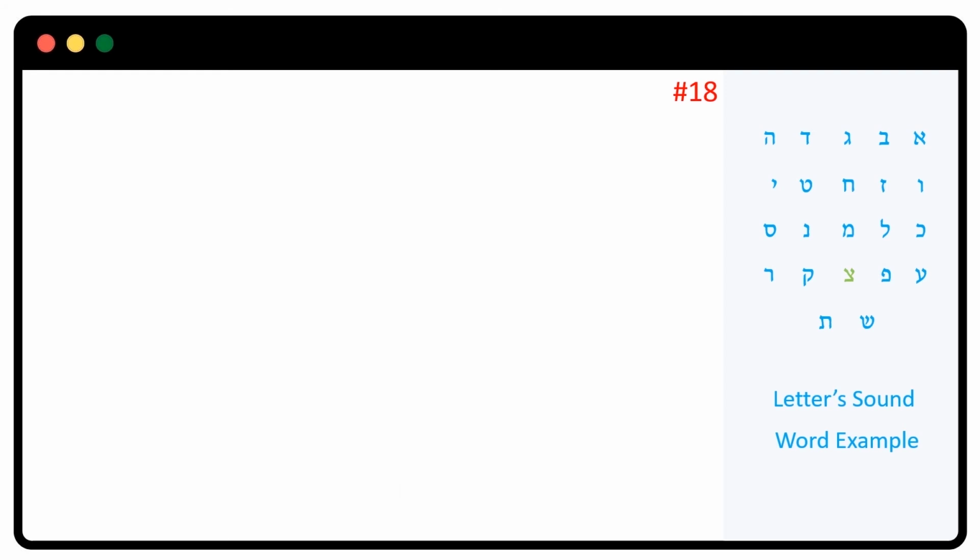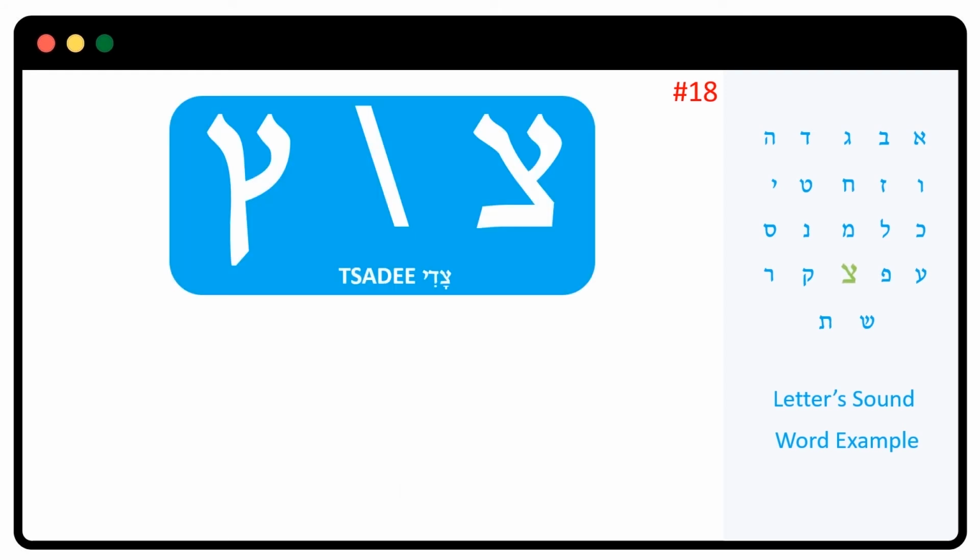Letter number 18 is Tsadi. The letter Tsadi also comes in two forms. This form of the letter Tsadi is what you would see at the beginning or in the middle of a word. And this form of the letter Tsadi is what you would see only at the end of a word, and it's called Tsadi sufit. The letter Tsadi also doesn't have an English letter corresponding to its sound.